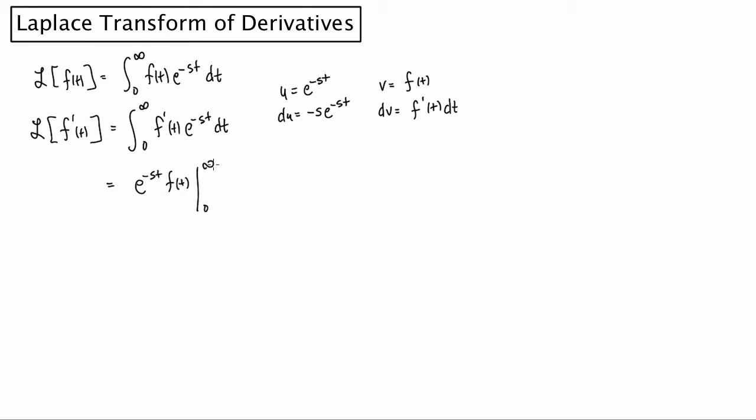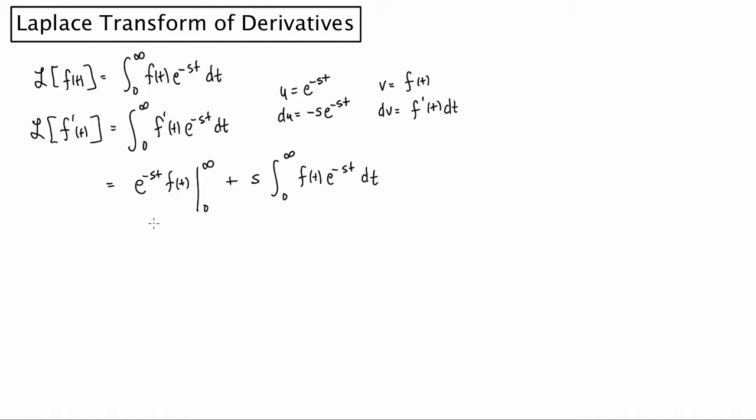So if we apply integration by parts here, we get u times v evaluated from 0 to infinity minus v du, but there's already a minus here from the du, so this is going to be plus, and then we have s times the integral from 0 to infinity of f of t e to the minus st dt. One of the things that's very interesting here is you see this piece is already looking like the regular Laplace transform.